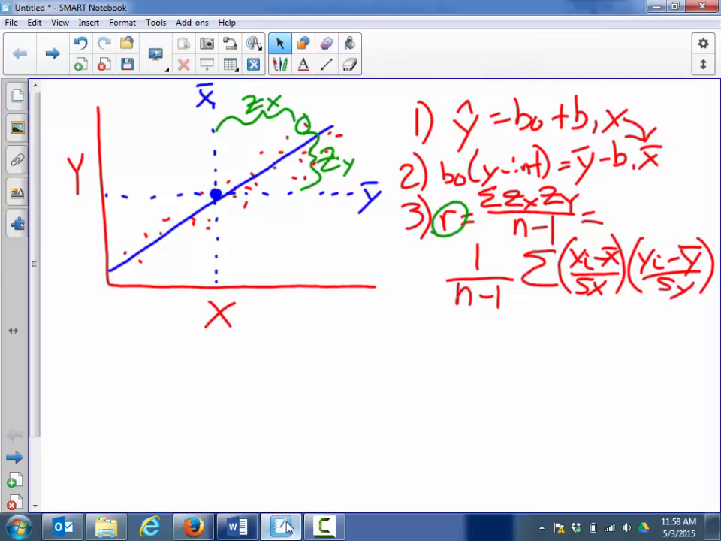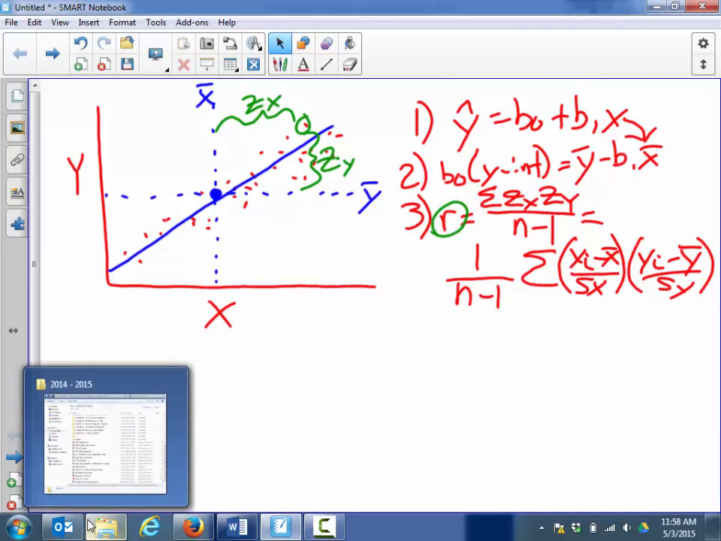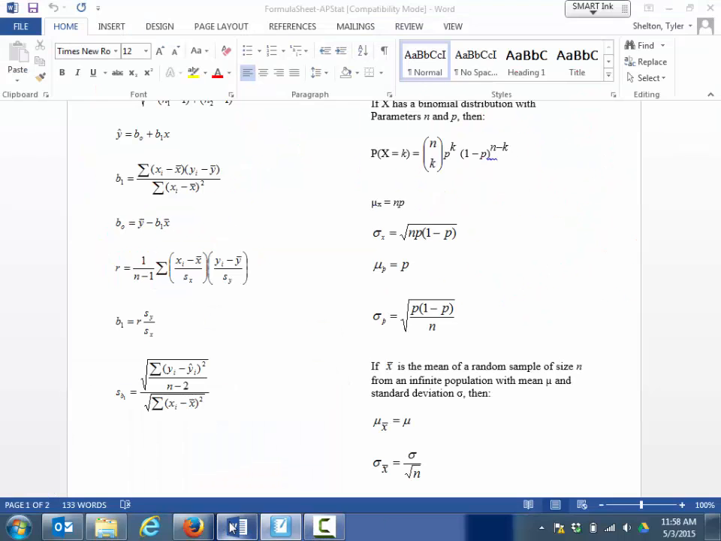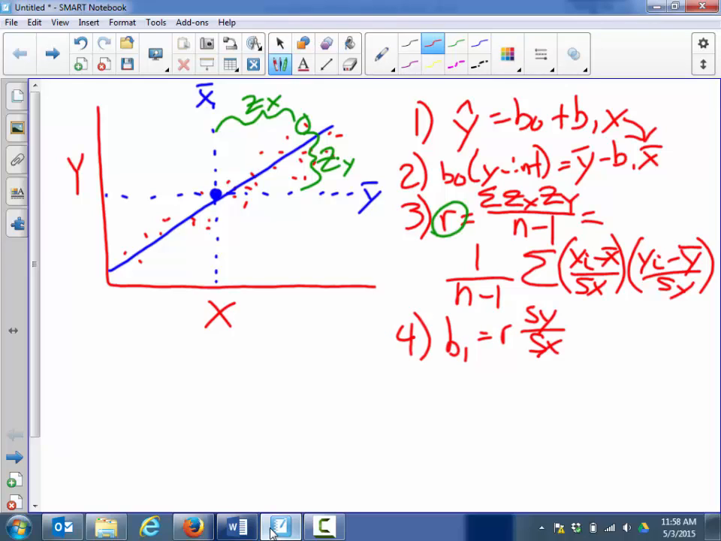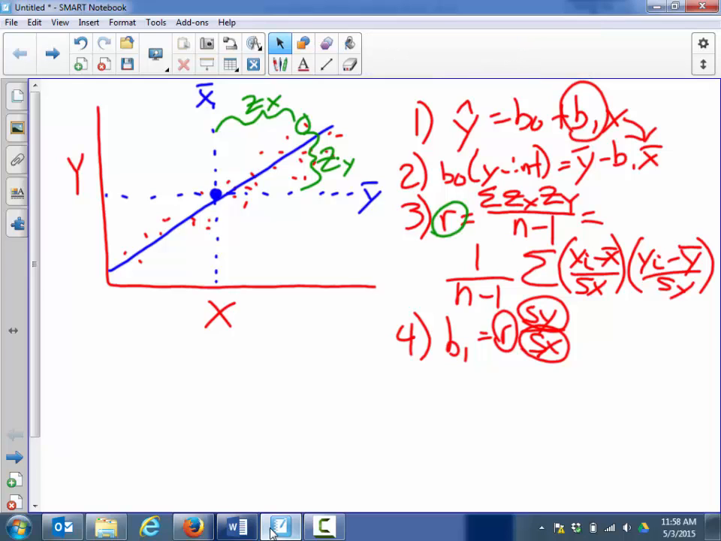Okay, so that's your correlation coefficient equation. Last thing on this slide I really want to look at is the fourth one up here, B1 equals R Sy over Sx. So that's how to find the slope of your regression line. You just take the correlation coefficient times the standard deviation of y, divide through by the standard deviation of x, and there's your slope of the regression line.